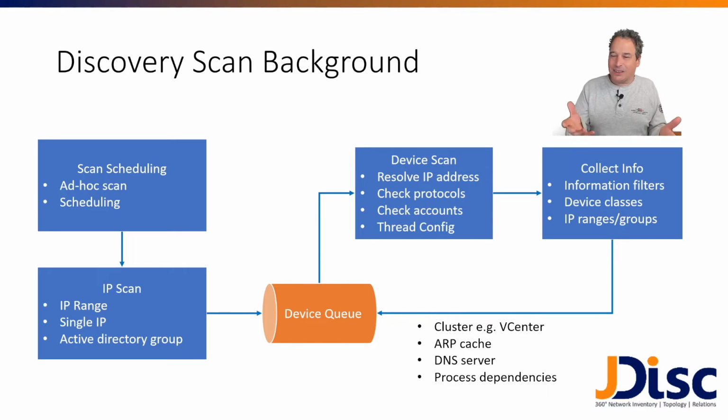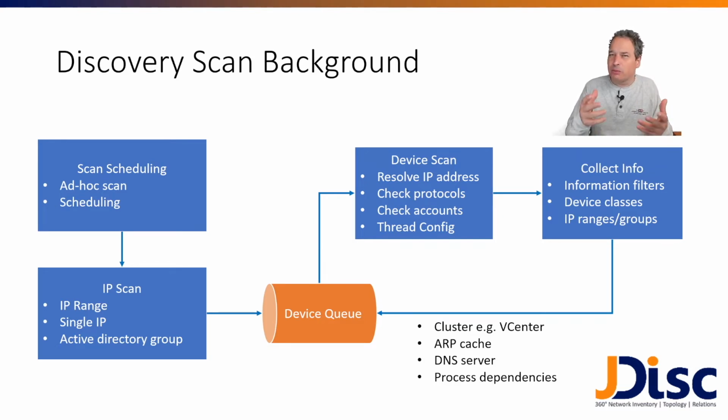Think about a cluster. Maybe the initial discovery finds the host systems of the cluster or the vCenter, for example, and there might be virtual machines running on it, or containers, which are computers or virtual computers by themselves. So they will also be put into the device queue correspondingly. Or JDisc Discovery will look at the ARP cache. There might be additional IP addresses. The DNS server might give hints to additional IP addresses.